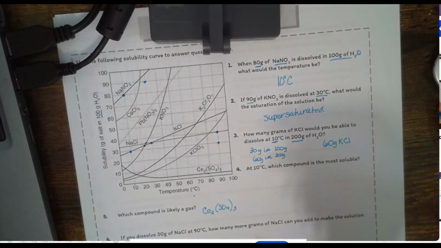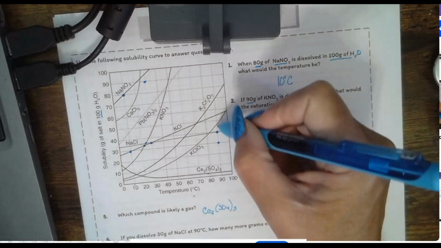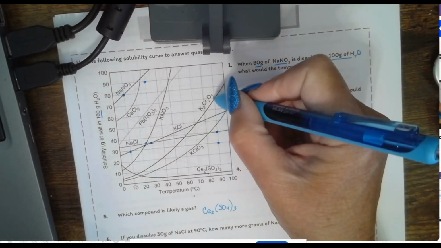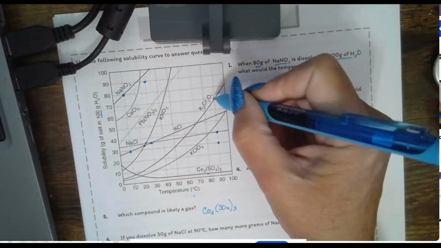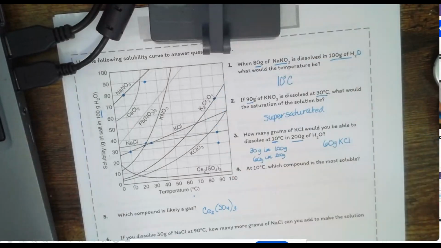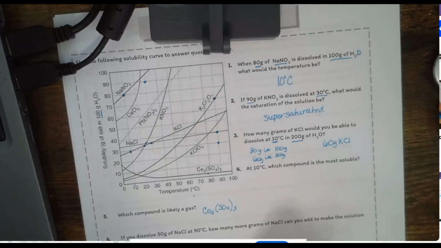Which compound would make a saturated solution when 70 grams is dissolved at 90 degrees? So let's do 90 degrees. I'm going to go up 60, 70 grams, and I'm right on the line there of K2Cr2O7. Remember, the line on the graph is where the solution is saturated. I keep forgetting to move my paper up and down.